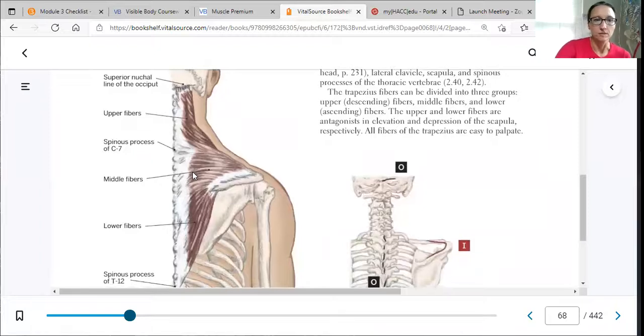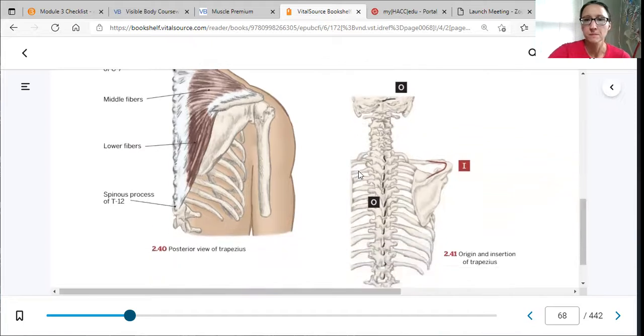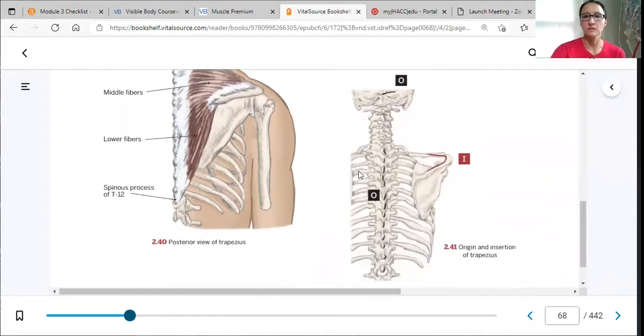All right, there we go. We can see the whole thing. So lower traps go all the way down the spine to T12 here. It looks like a huge muscle, and as far as real estate on the back, it does take up quite a bit. However, like I said, it's very thin and very flat. So it is not a big, bulky muscle. All right, so let's talk about the origins and the insertion.